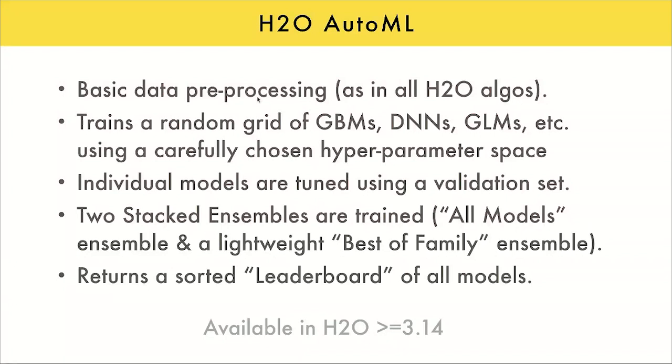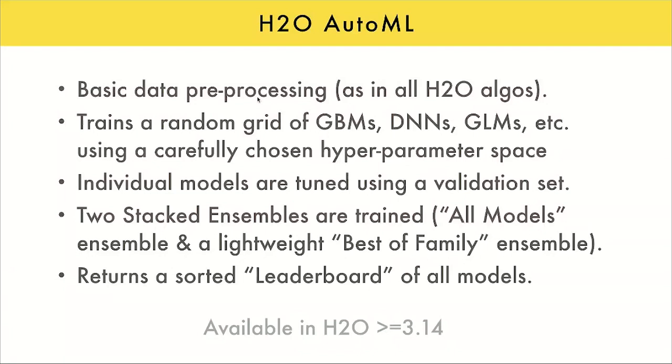So what we get at the end of an AutoML run is a leaderboard. And this concept is borrowed, of course, from Kaggle, or data science competitions. So we rank all the models on a leaderboard and choose a winner. And we do that automatically as well.